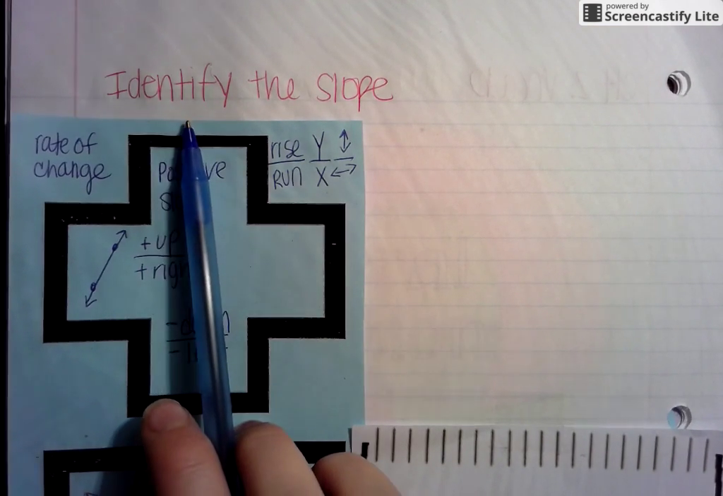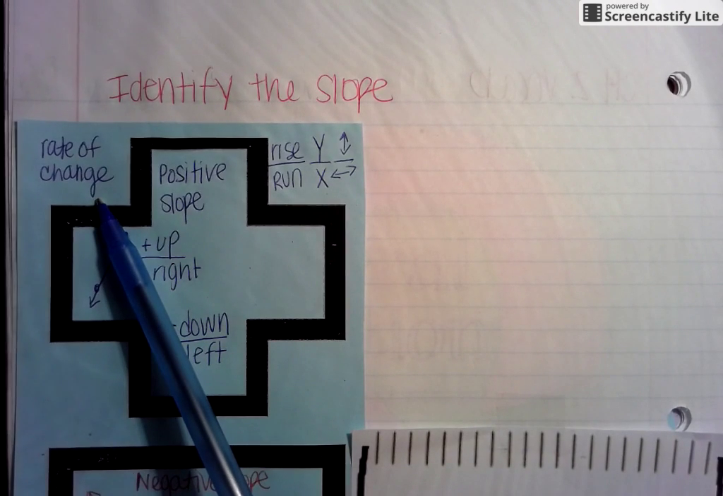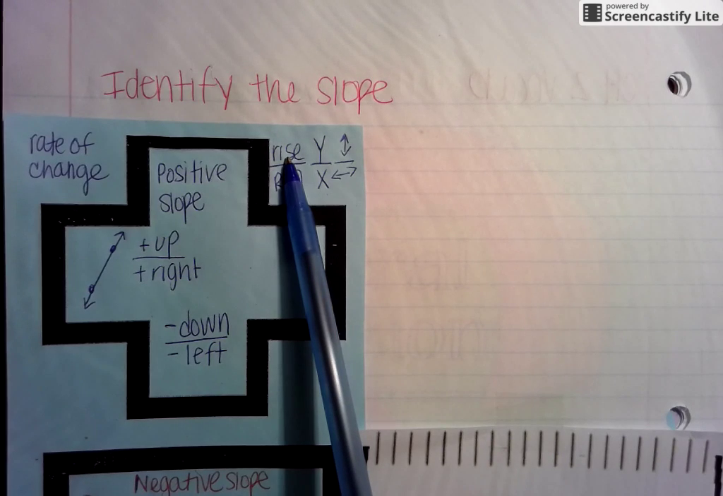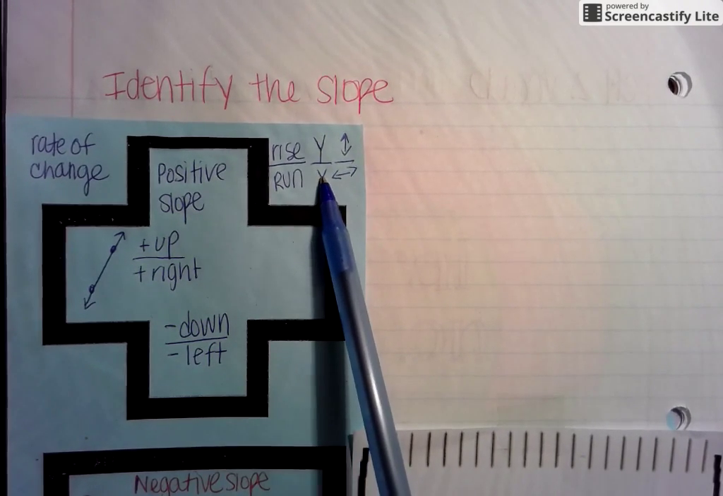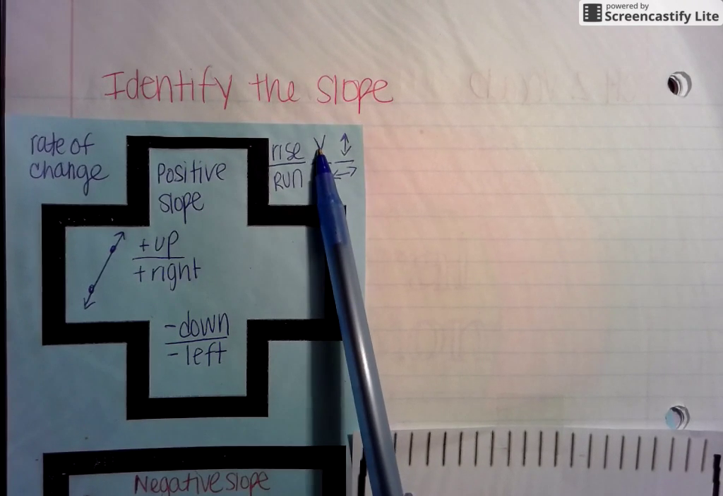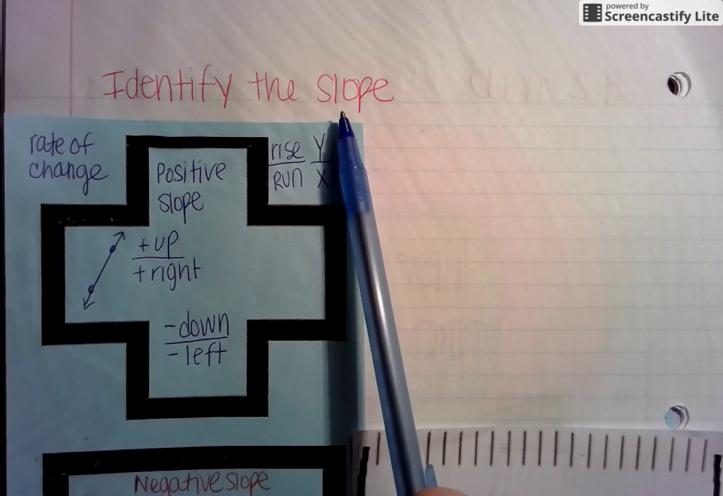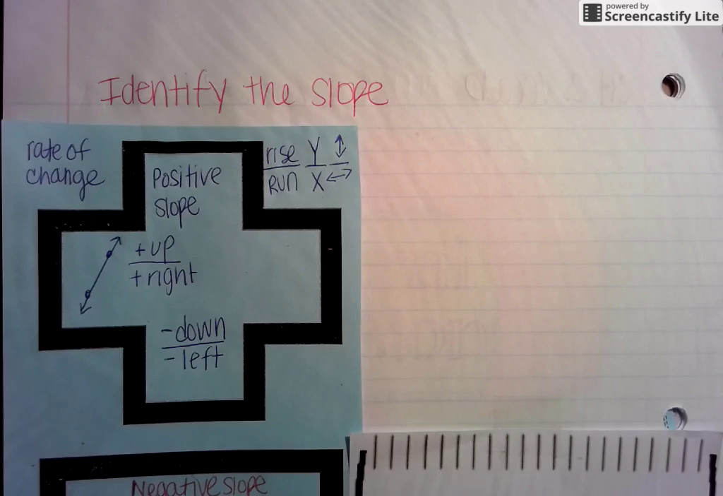So this is going to be how to identify the slope. Slope can be known as the rate of change. It is going to be rise over run, which is the y values over the x values, or the change in y values over the change in x. Y is going to be how much you go up or down, and your x values is how much you're going to go to the left or right.